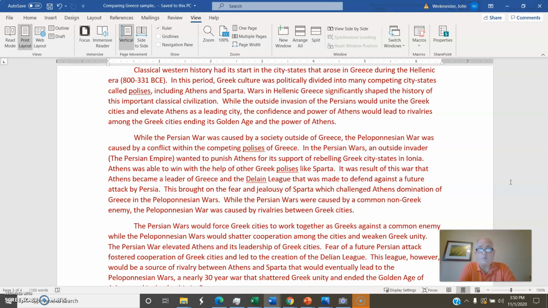Here's my thesis now. While the outside invasion of the Persians would unite the Greek cities and elevate Athens as a leading city, the confidence and power of Athens would lead to rivalries among Greek cities, ending its golden age and the power of Athens.